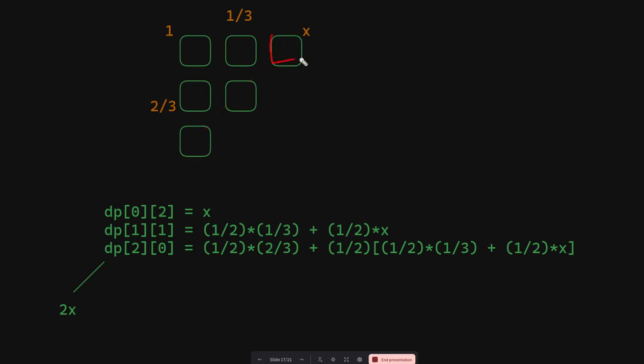So if you assume this to be x, this will naturally be half into x plus half into 1 by 3. Then this would be half into 2 by 3 plus half into whatever is present over here. So half into whatever is present over here, we write it over here, right? And there is also a relation between this and this, right? And the relation was that 2x is equal to this, right? So if you plug x over here, you should be able to find the answer for this.